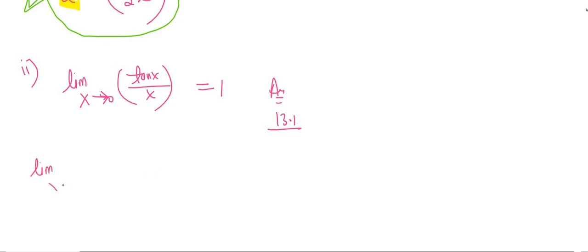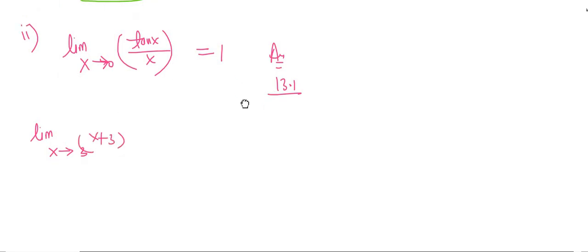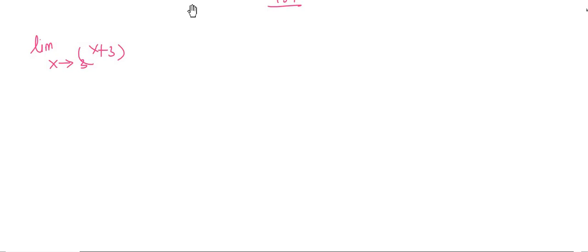Limit x tending to 3, x plus 3. This is the first question. I told you the first step is just put the value and get the answer. The easiest method: just put the value and get the answer. 3 plus 3 is 6. This is the answer. Why? Because this is not 0 by 0. In limit questions, only 0 by 0 is not accepted. That's all. So the first question is done.